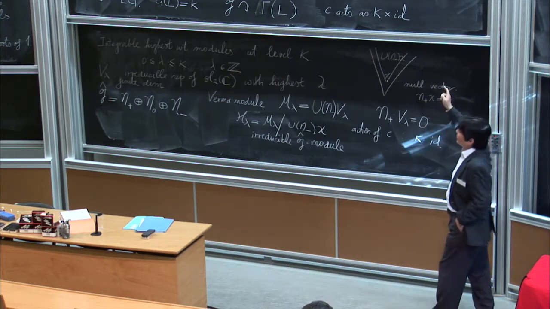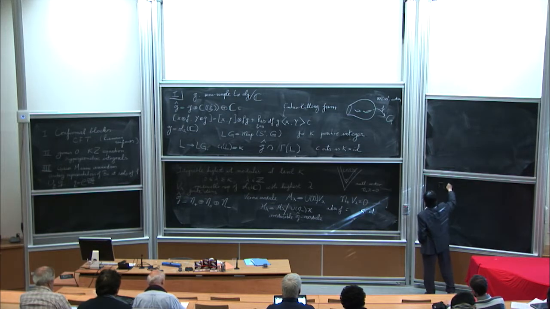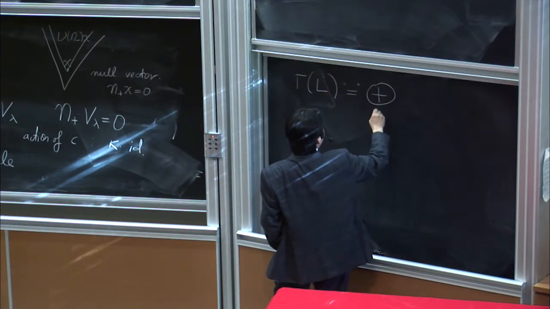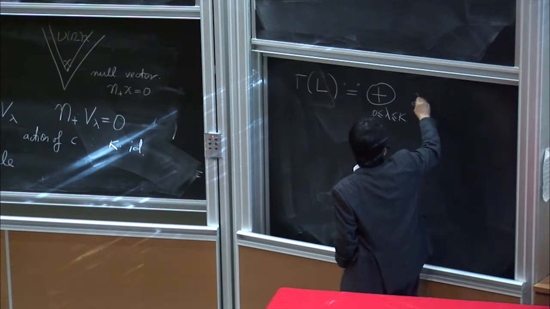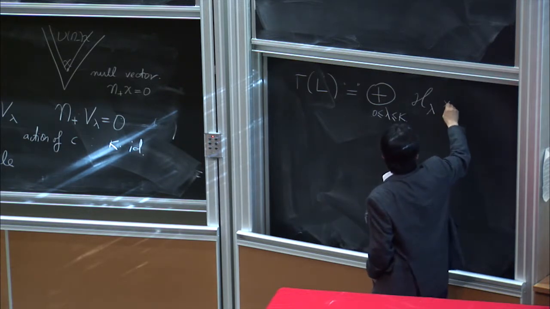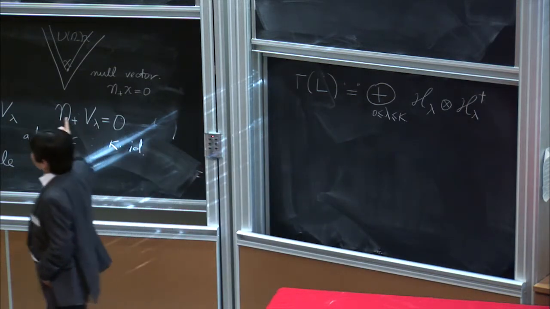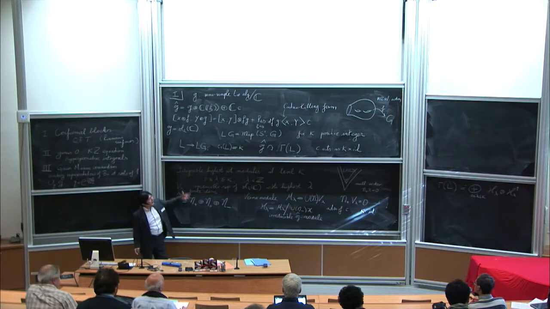So the relation between the sections of a line bundle of a loop group and these integrable highest weight modules is that, roughly, the sections of line bundles can be decomposed into a sum for lambda between 0 and k of left representations tensored with right representations. So by considering such integrable highest weight modules, we can pick out irreducible representations appearing in the sections of line bundles.